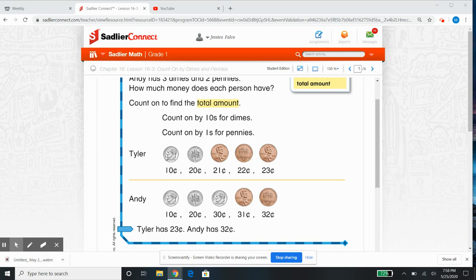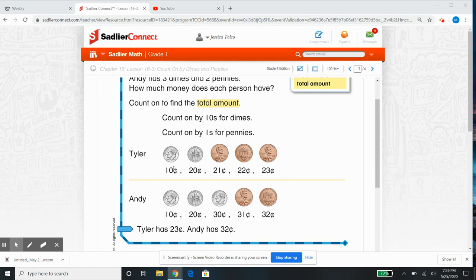So let's see. Tyler has 2 dimes. Just pretend you're drawing it out, because I do want you to practice that, right? So you have 1 dime and another dime, and then 3 pennies, 1, 2, and 3. Don't worry about their amounts yet, okay? And then you have Andy, who has 3 dimes, 1, 2, 3, and 2 pennies. Just focus on writing that out first. Then you can find out the total amount.